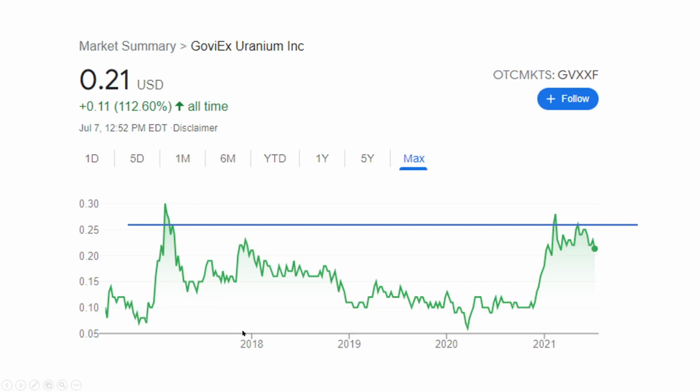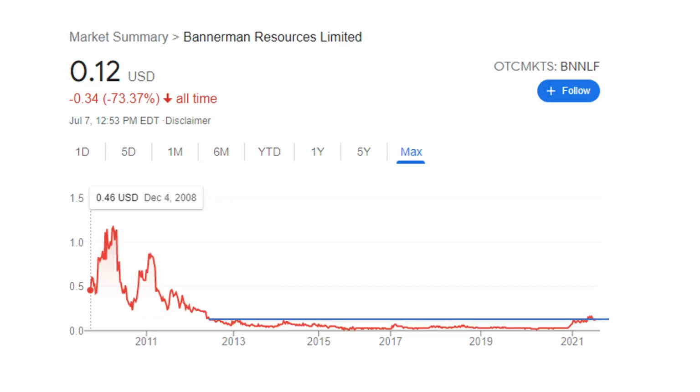Here's GGX Uranium. Again, this thing has been kind of moving sideways, a cup and handle pattern, kind of. Could it go even lower? It could. But we're trying to break out here, and this is kind of an accumulation phase.